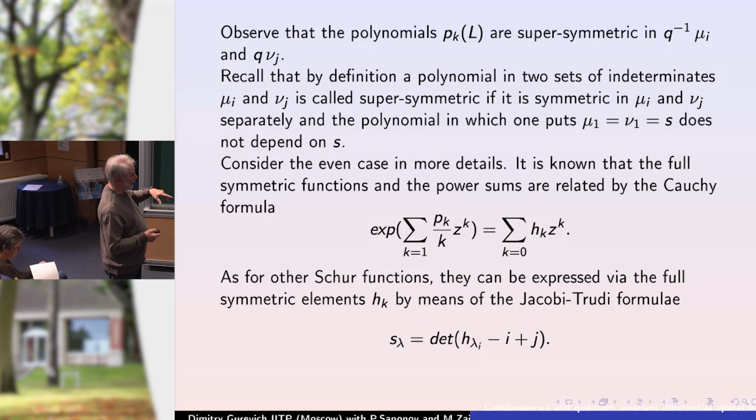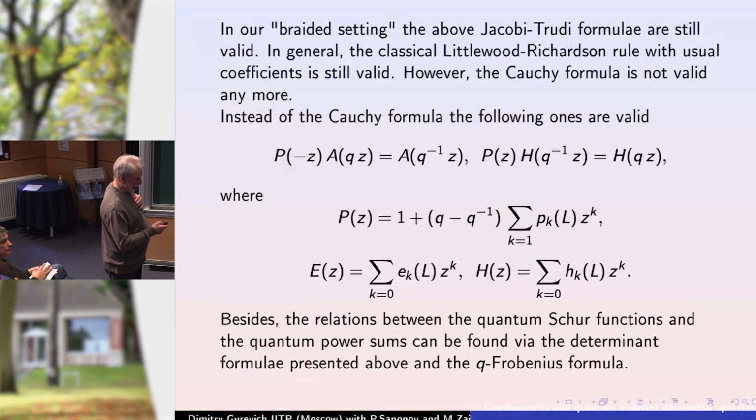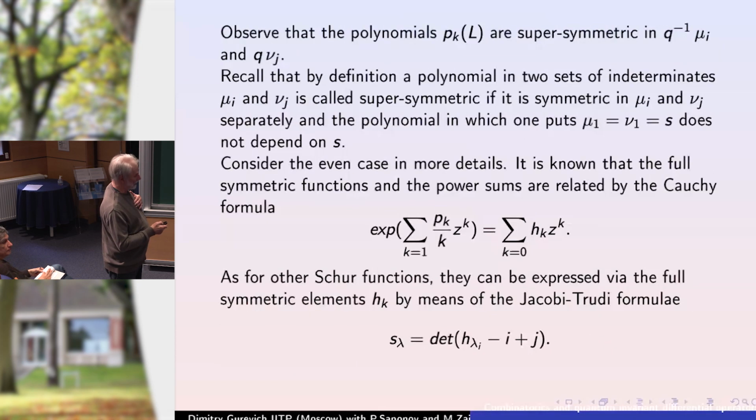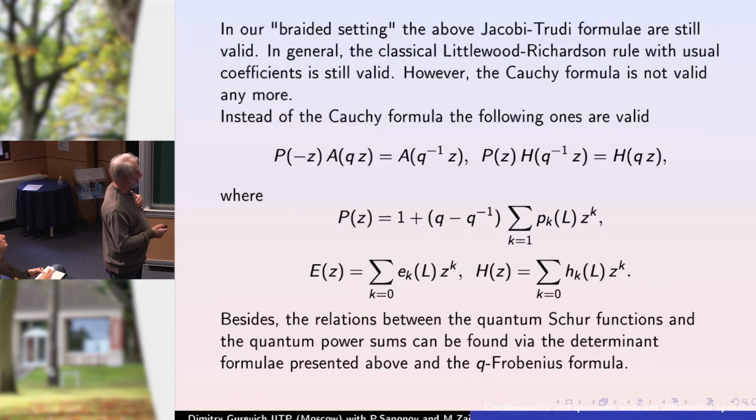It is just a determinant formula, or Newton formulas, and so on. In the classical situation, we have a Jacobi-Trudi formula. A Jacobi-Trudi formula is valid in our situation as well. And instead of the Cauchy relation, we have the following one. But here, attention please, in the following series it is necessary to put the following factor, q minus 1. So it differs from the classical situation.